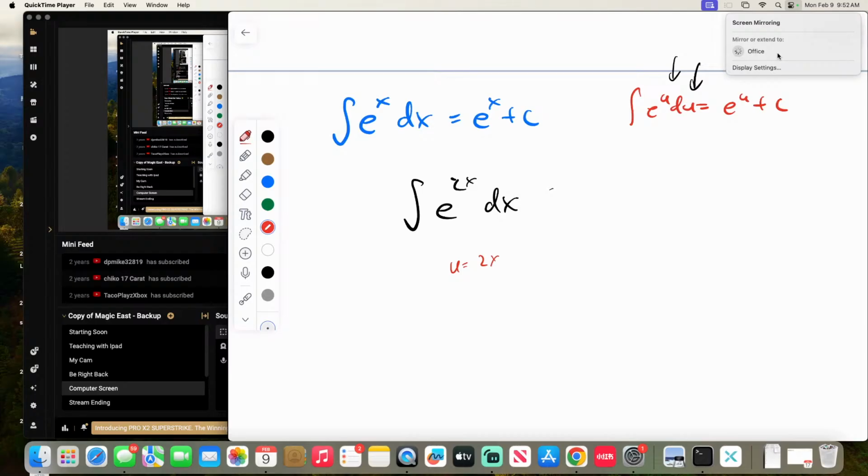So how do you know when it's e to the u or e to the x? It's anything other than x is u. So even e to the 1/2 x, that's u. So if today I just asked you the integral of e to the 1/2 x dx, what do you think that answer is?